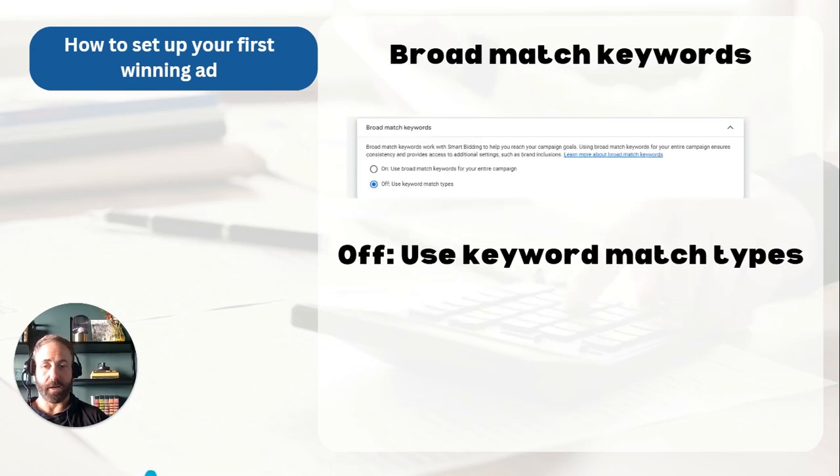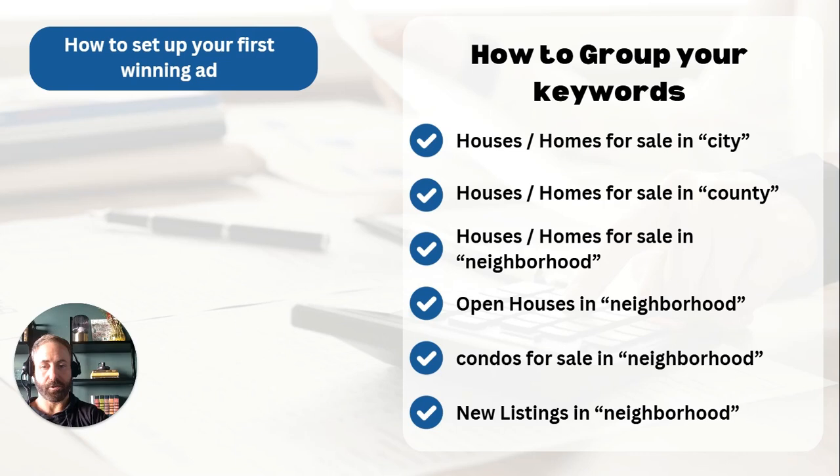And then it's going to automatically try to get you to do broad match. So make sure that you turn this off and then use keyword match types, because what we're going to be using is phrase match. And now let's talk about how you should group your keywords.